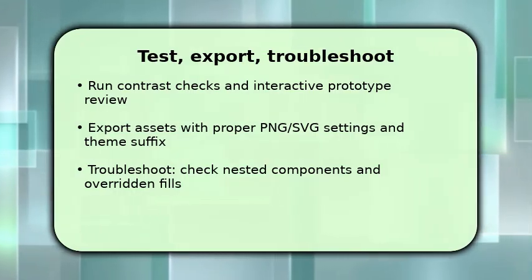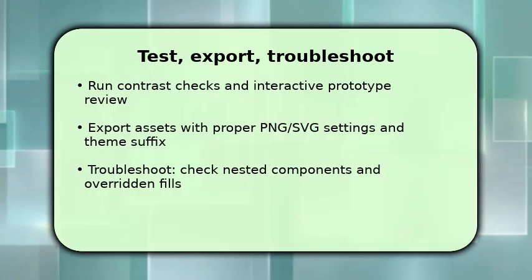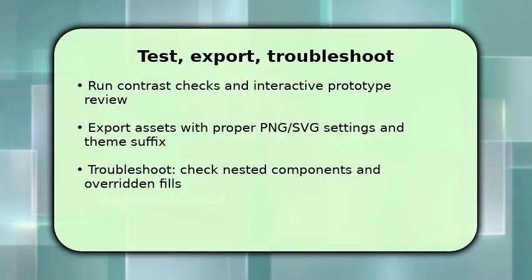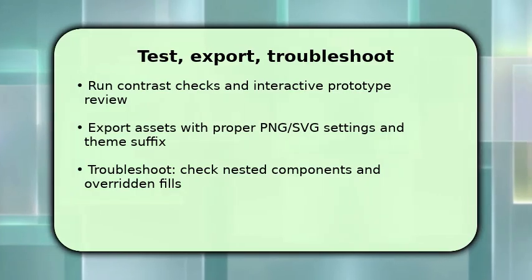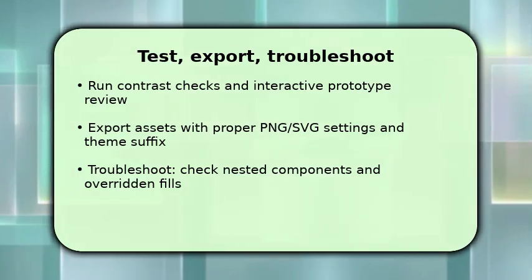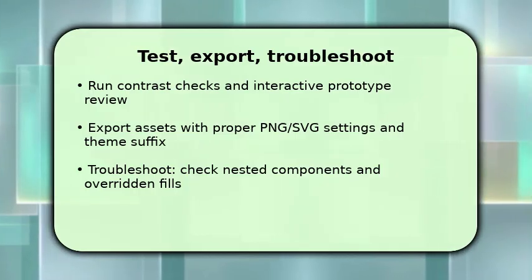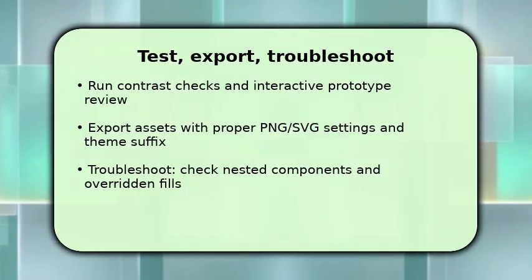If things go wrong, inspect nested components for overridden fills or local styles. Those are the usual culprits, and reapply the token-based styles. Once fixed, sync your library so the dark mode updates propagate. That completes the switch and keeps the design system healthy.